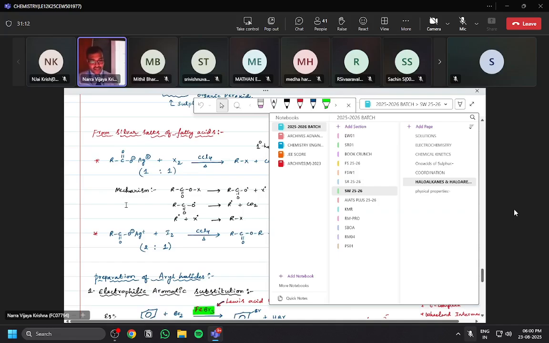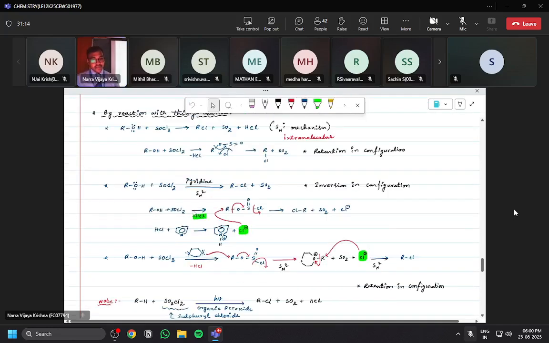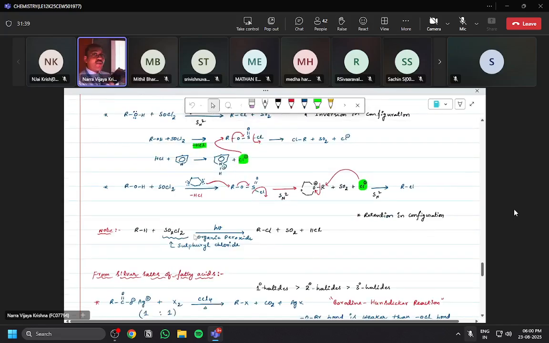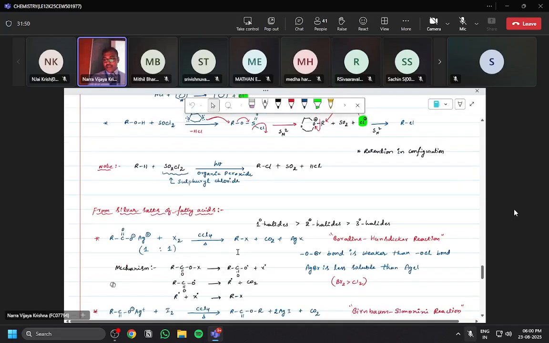Everything you forgot. What is this? Reaction with thionyl chloride, alcohols with SOCl2. What is this? Intramolecular nucleophilic substitution mechanism. Retention in product. Then alcohol with SOCl2 in presence of pyridine: inversion in configuration. Reaction proceeds via SN2 mechanism, right? If you take another nucleophile also, then again you will get retention product because SN2 happens 2 times, right?